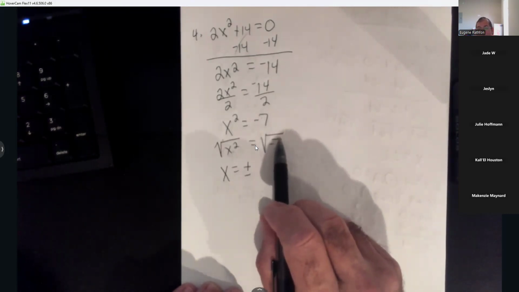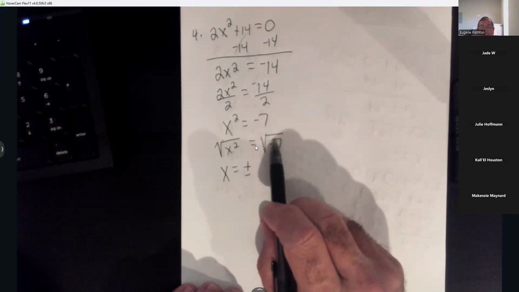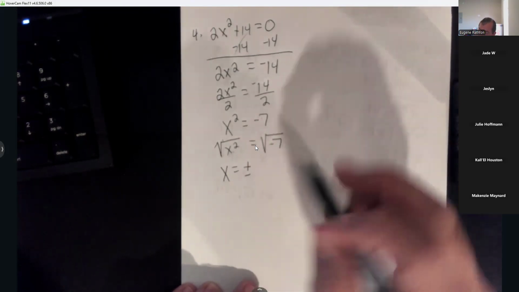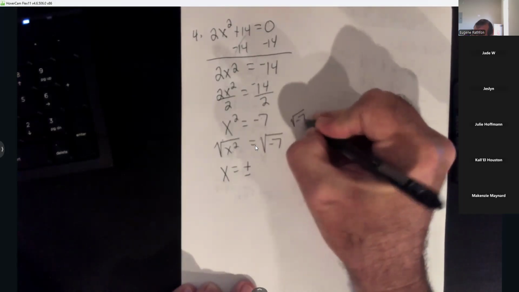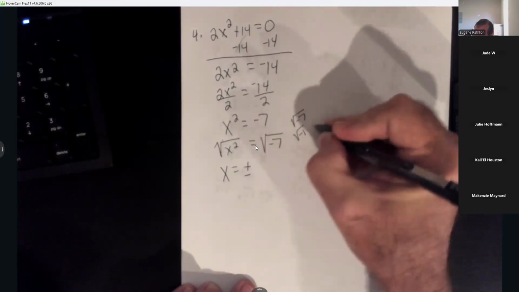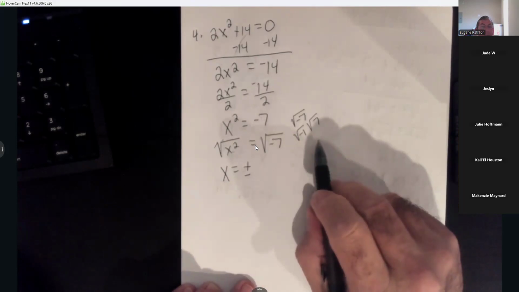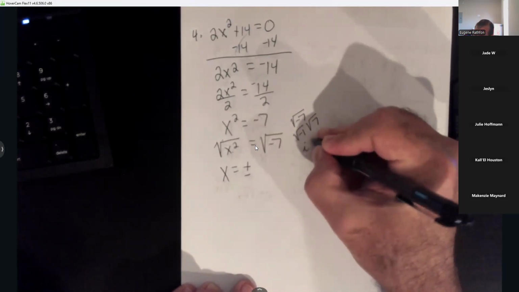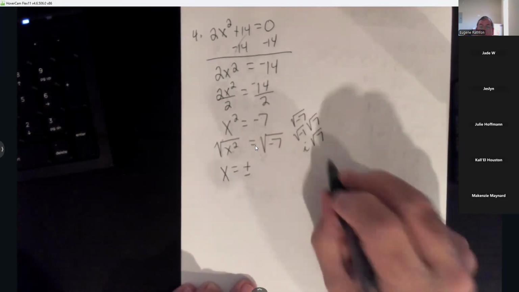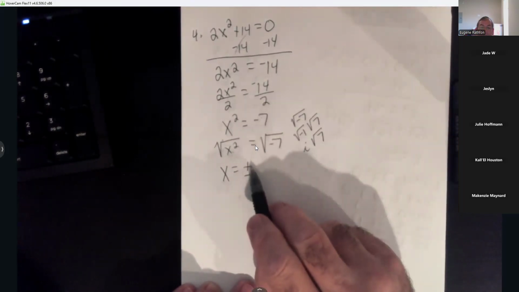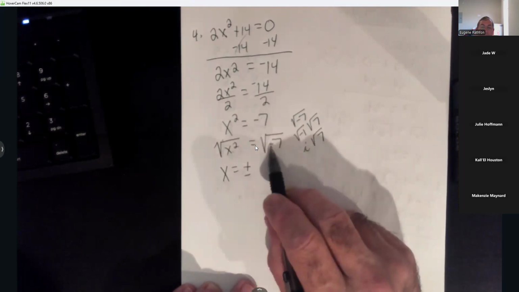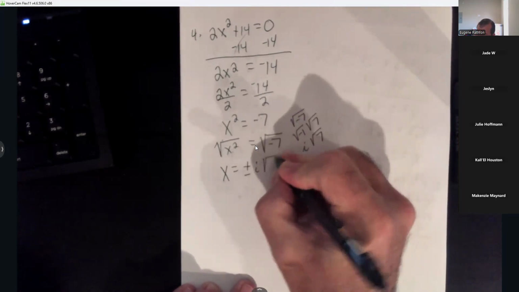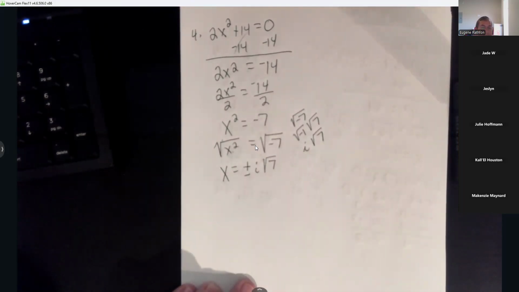So I know I can't do nothing with the 7. But remember, we got to bring out that negative. So that square root of negative 7 needs to be the square root of negative 1 times 7. And then the square root of negative 1, you're going to get an i, and then square root of 7. So this final answer will be plus or minus, bring out the negative as the i, and then square root of 7. Okay?